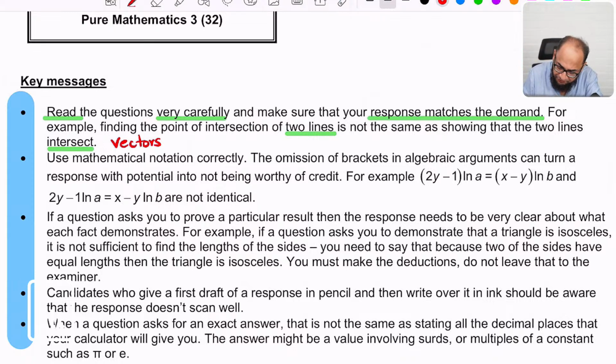The next thing that they are focusing on is this thing, that is use mathematical notation correctly. What does it mean?